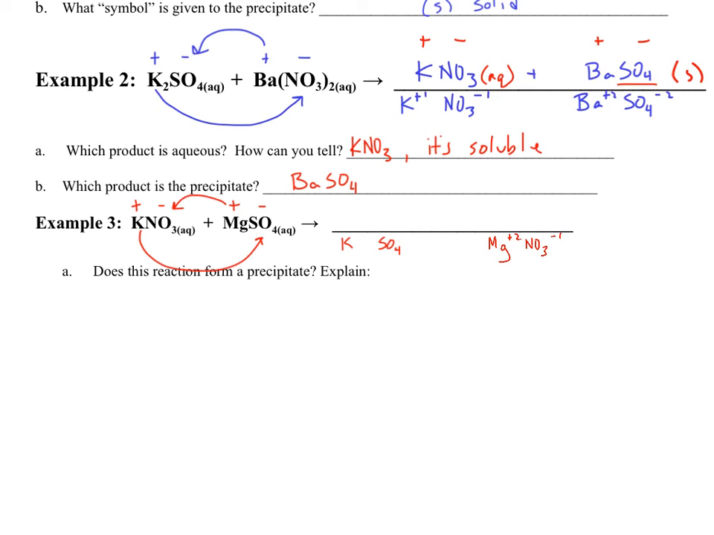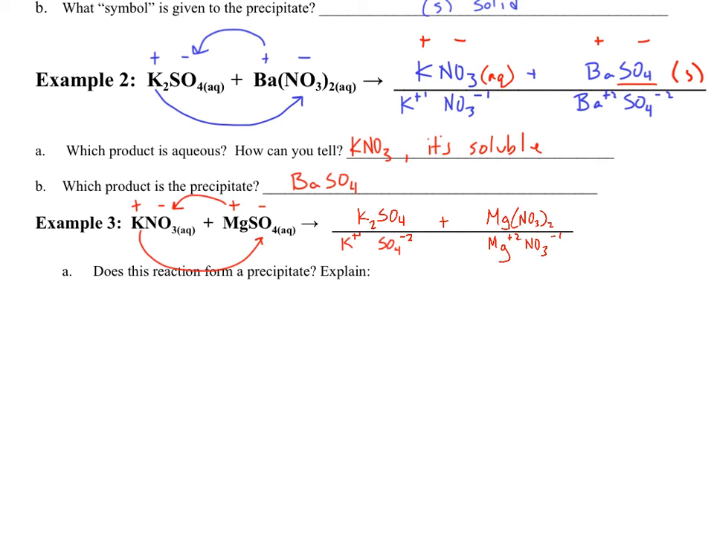So when I cross those, I get Mg, magnesium, NO3, nitrate, with a subscript of 2. Okay, over here on the left, potassium is a group 1 metal, so it's got a +1 charge. Sulfate is a polyatomic with a -2 charge, so when I cross those, I get K2SO4. Now let's figure out which one is soluble and which one is not soluble.